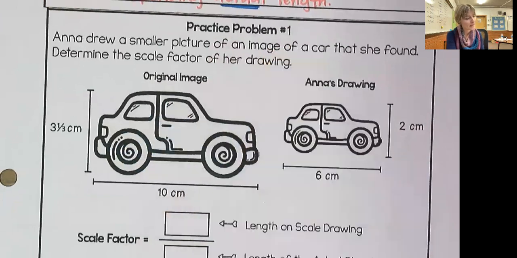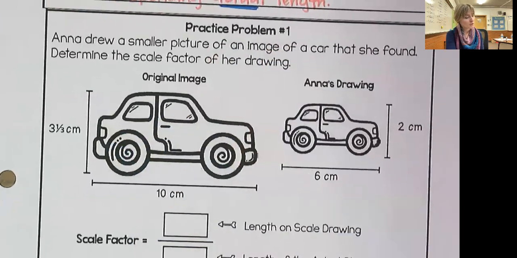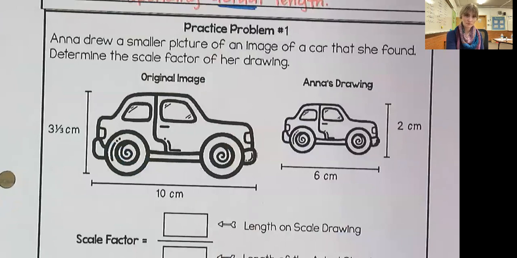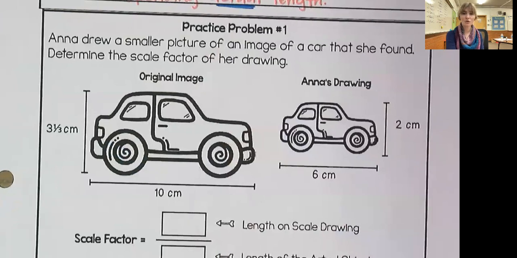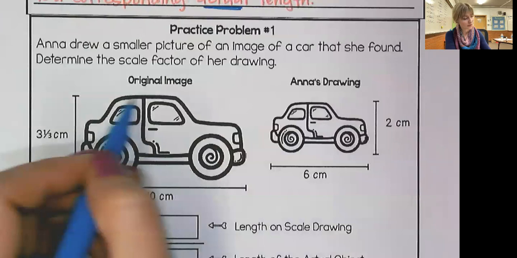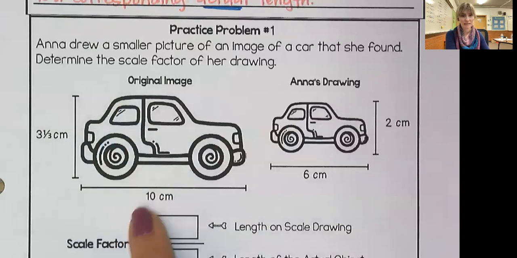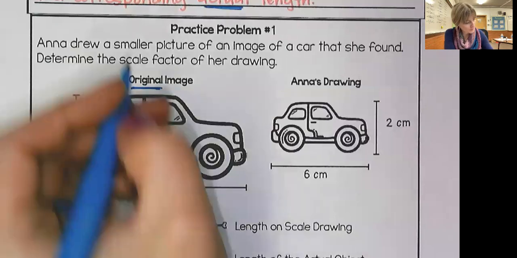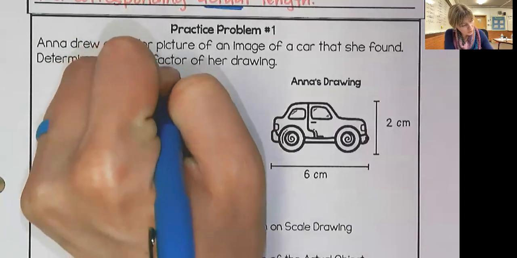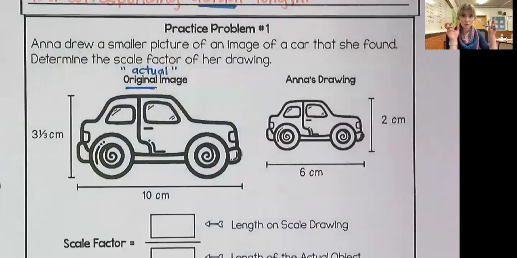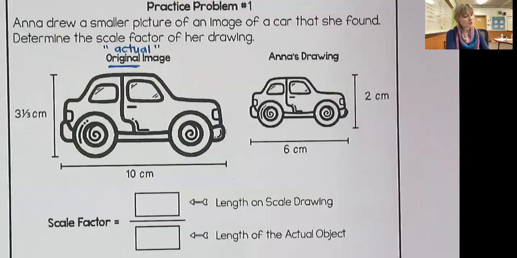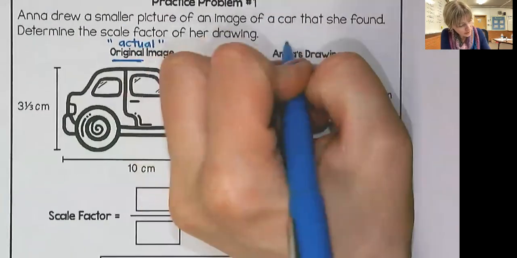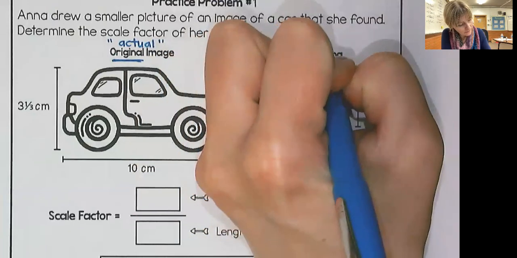Practice problem number 1. Anna drew a smaller picture of an image of a car that she found. Determine the scale factor of her drawing. So here's the original car that she found. Obviously with these kinds of measurements, this is not an actual car. It's just being called the original. So we also think of that as the actual. So I'm going to write that here. This is like the actual, what we've been talking about. Actual. And this is her drawing. So Anna's drawing becomes the scale.